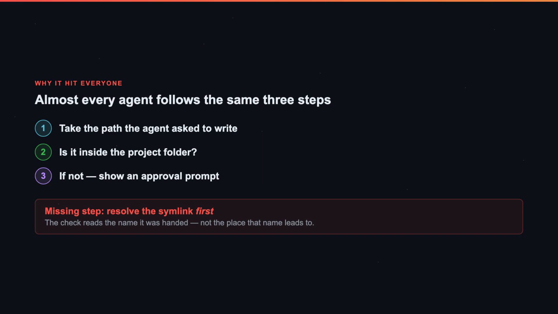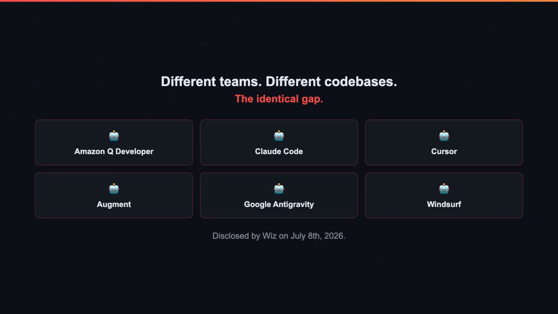Why did this hit 6 vendors at once on July 8, 2026? Not because 6 teams copied one buggy library, because they all built the same design. Almost every one of these agents follows the same rule. Check whether a path is inside the project before writing outside it. Then ask permission if it isn't. But the check almost never resolves a symlink to its real target first. It checks the name it was given, not the place that name leads to. Different teams, different code bases, different companies, and they converged on the identical gap.